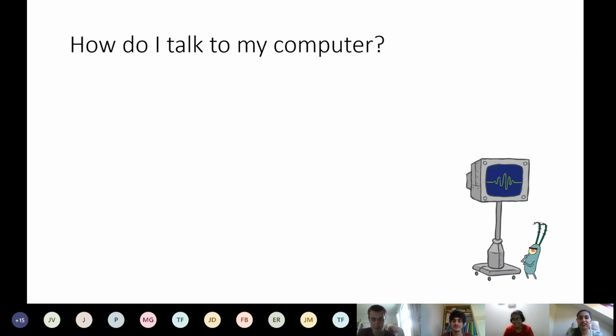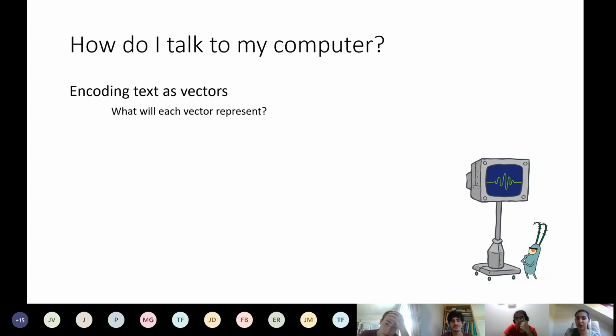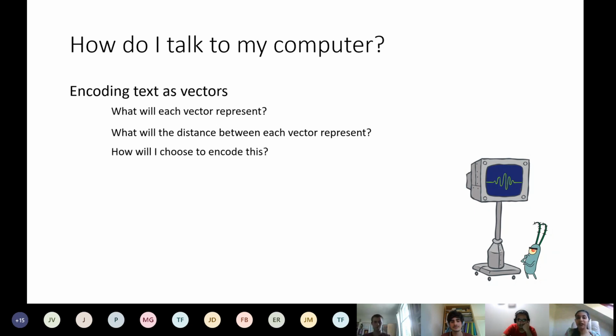And the first step is we speak to the computer, so we want to encode what we're saying as vectors, because computers will best understand numbers in vectors. And when we're considering this, we have to consider what each vector represents, what the distance between each vector represents, and how will we choose to do this? What method will be computationally fastest? What method will give me the most accuracy? How do I decide a benchmark for what is and isn't good, etc.?